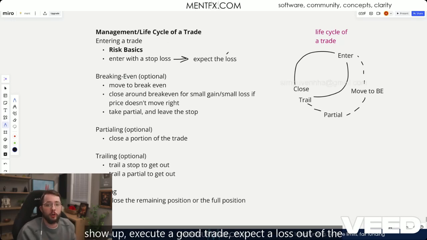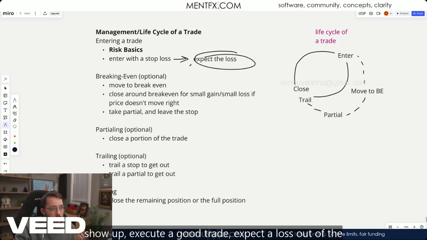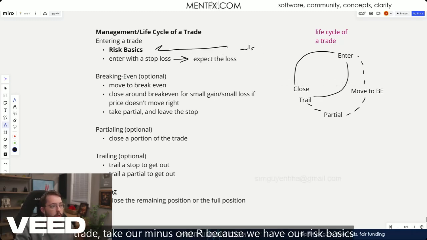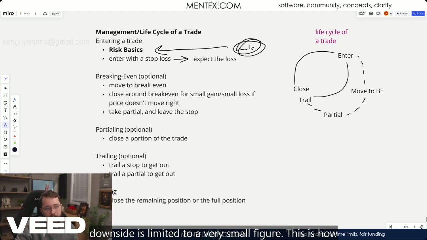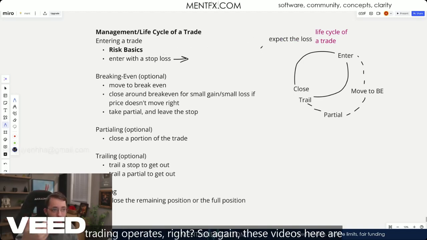We are here simply to show up, execute a good trade, and expect a loss out of the trade, our -1R, because we have our risk basics already worked out, and expect it. And in the event that that doesn't happen, we have potential upside because our downside is limited to a very small figure. This is how trading operates, right?